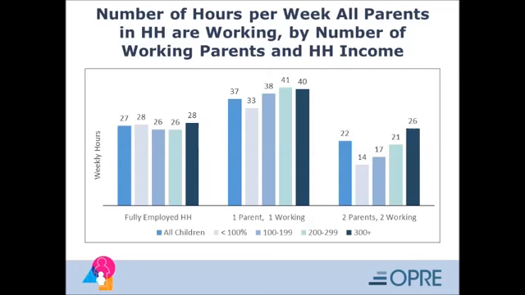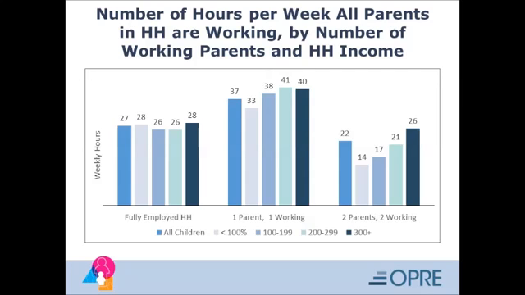Here, we can think about whether the parents are working all of their hours at the same time or whether they are staggering their work schedules in different ways. So you might recall that in the prior slide, we saw that the total number of hours on average being worked by two-parent, two-worker households was 80 hours. So children were experiencing 80 hours of parental work if they were in a two-parent, two-worker household.